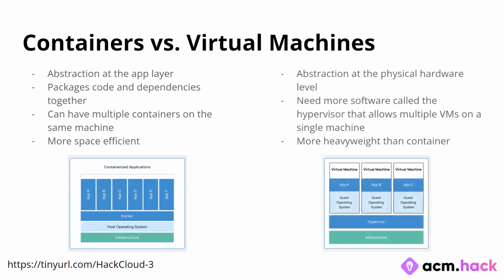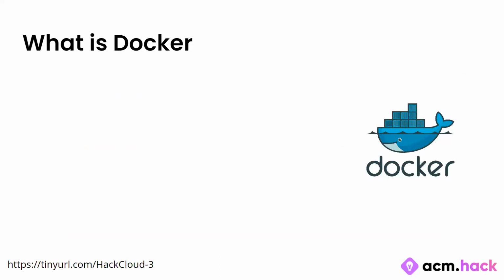A virtual machine is the abstraction at the physical hardware level. There's the need for more hardware called a hypervisor that allows multiple VMs on a single machine, and it's much more heavyweight. So you can see on the right side, you have the virtual machine with 3 apps, 1 app per VM, and every single virtual machine has its own operating system. Whereas on this side, there's no operating system per container. So you can think of a container as a much more lightweight version of what a VM can do. That's why people like to use containers. And we'll actually go into using our own container here in a bit. So I mentioned Docker. Well, what is Docker?